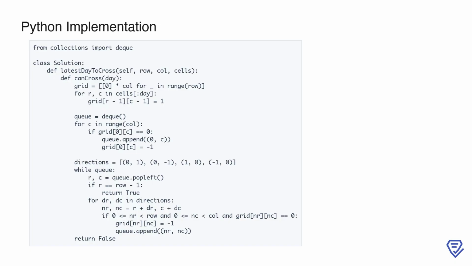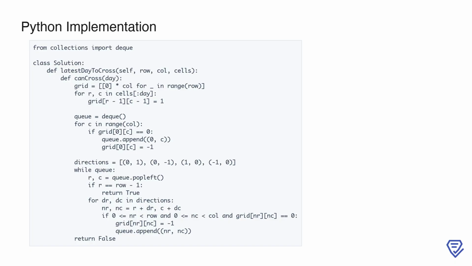This method takes 3 parameters: the number of rows, the number of columns, and a list of cells representing the order in which the grid becomes flooded. Within this method, we define a helper function called canCross that will determine if it's possible to cross from the top row to the bottom row of the grid on a given day.